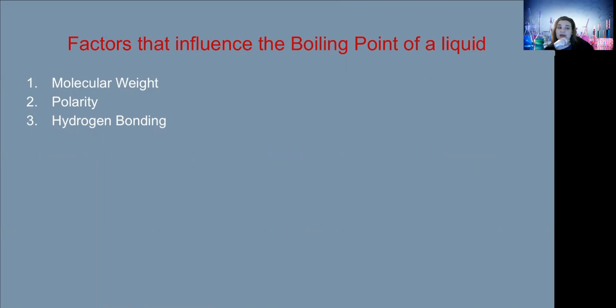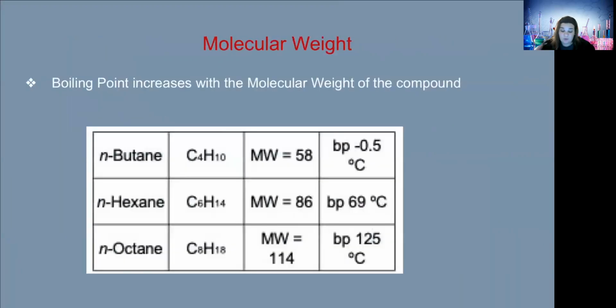Now, I know polarity sounds a bit weird, and I'm going to describe these factors in more detail. So let's go ahead and do that. When we're looking at molecular weight, as the molecular weight of the compound increases, the boiling point increases. Okay, and that's seen here between butane and octane. You'll see that the molecular weight goes from 58 to 114, and that boiling point also increases substantially. So that's just one factor that can contribute to boiling point increasing.